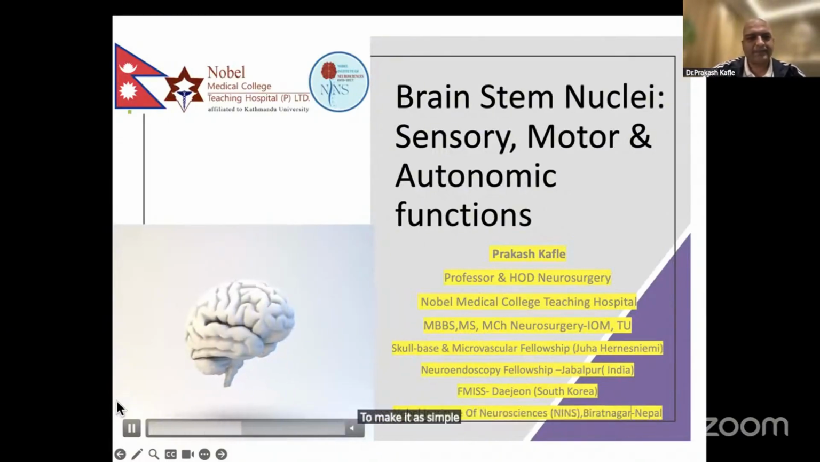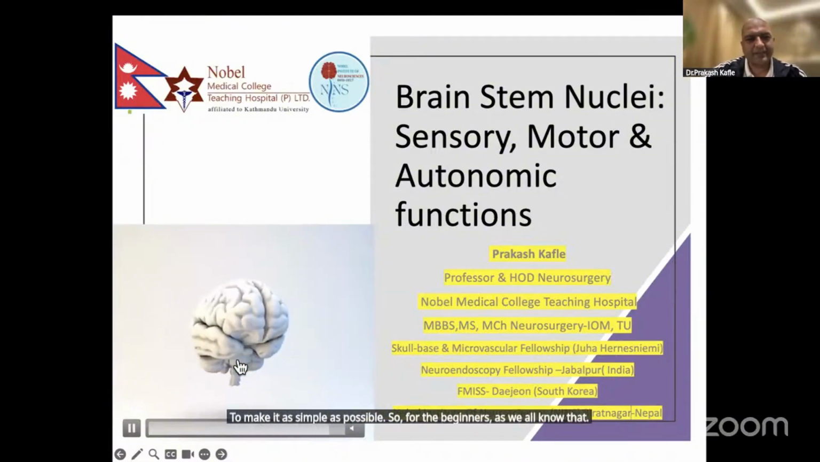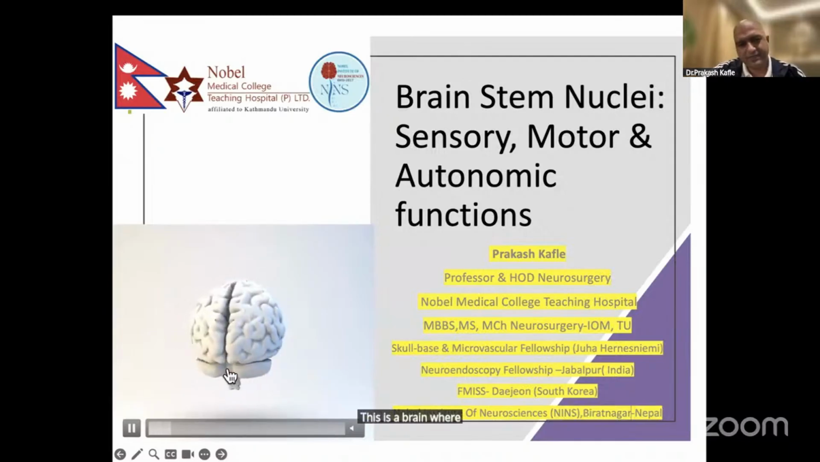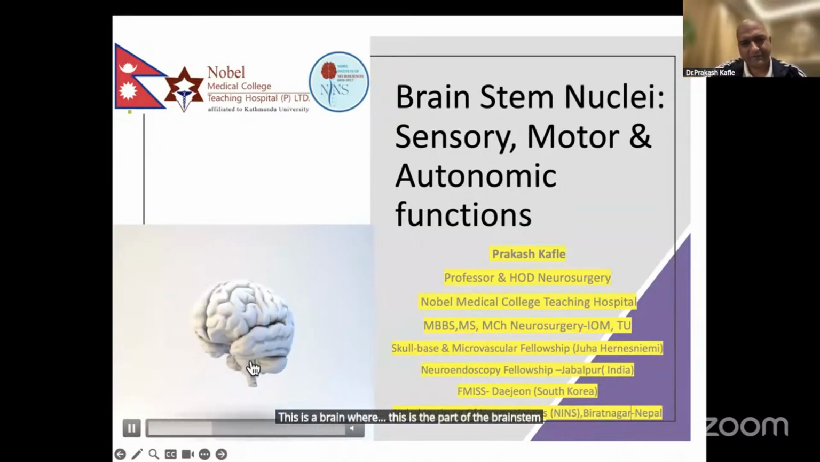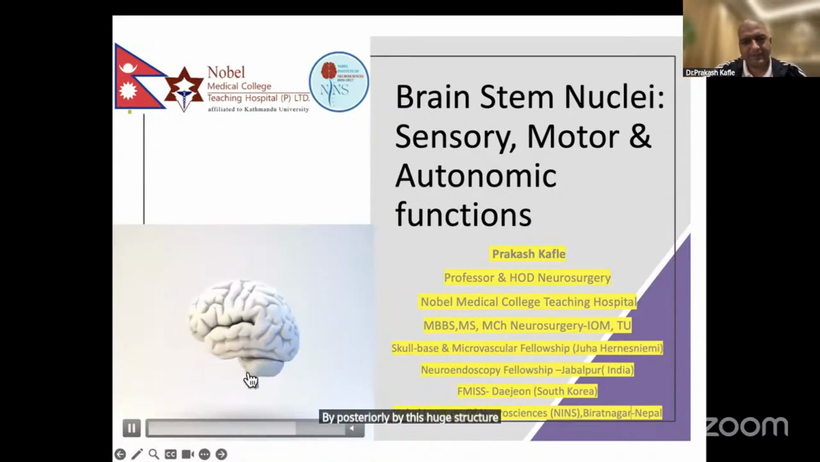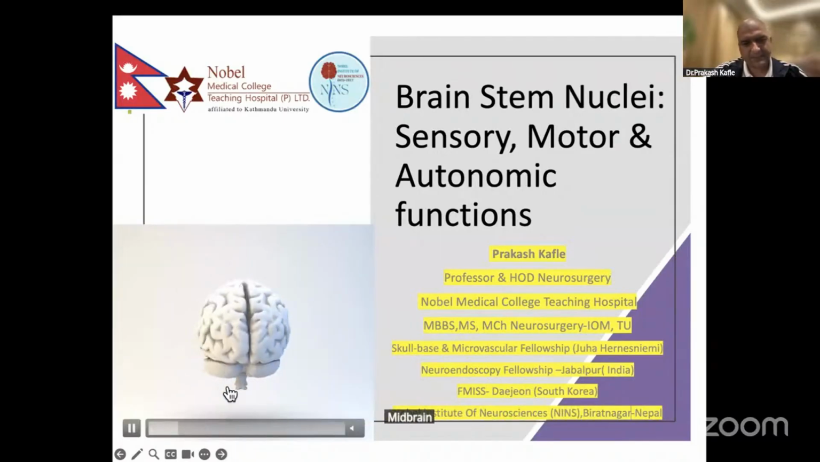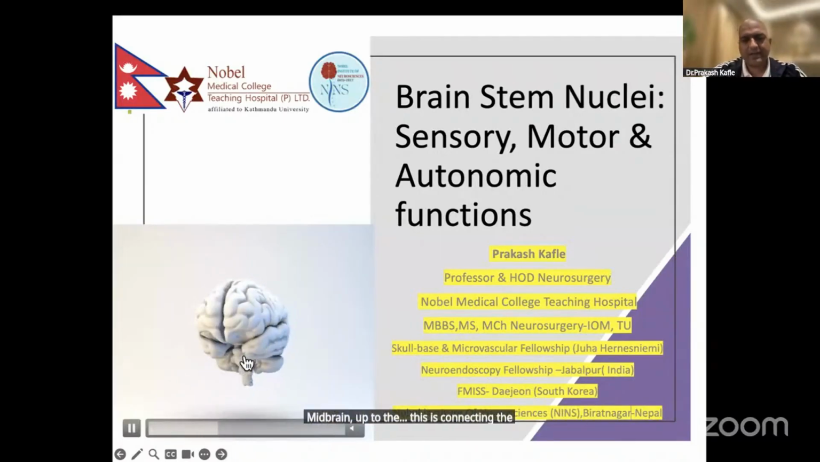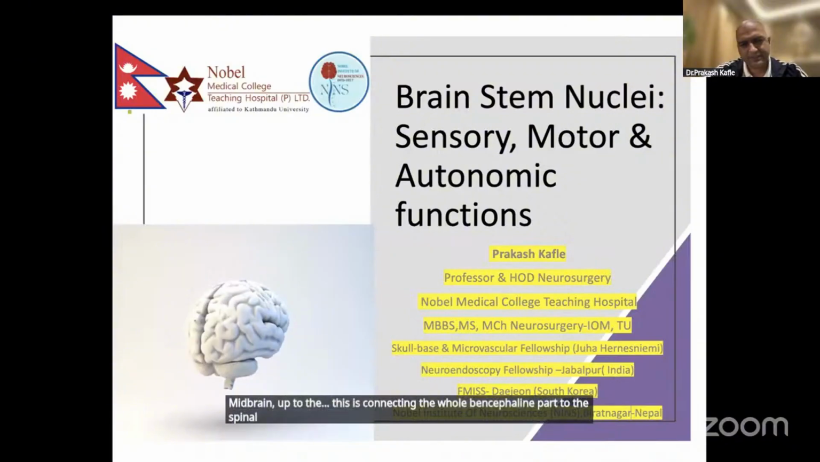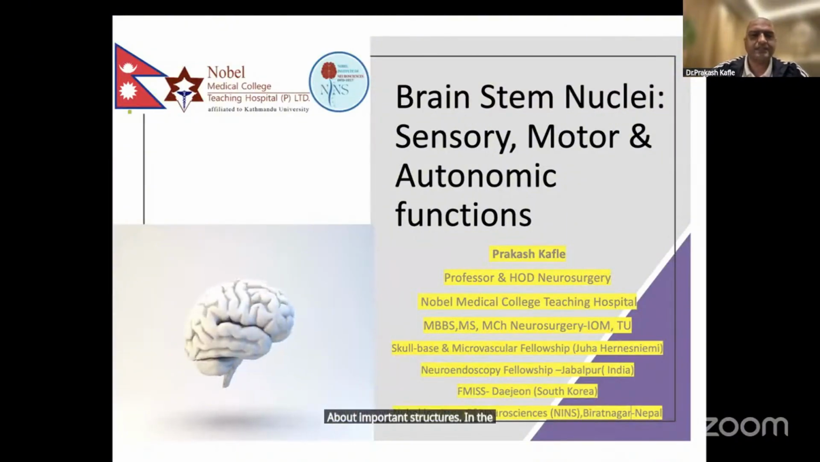So for the beginners, as we all know, this is a brain, and this is the part of the brainstem. It is covered posteriorly by this huge structure, the cerebellum. This is the part from the midbrain up to the spinal cord, connecting the whole diencephalon to the spinal cord. We'll be discussing important structures, as in the previous sessions.